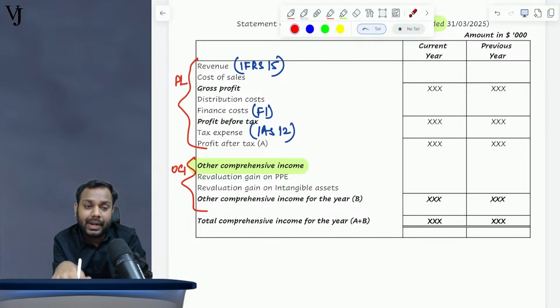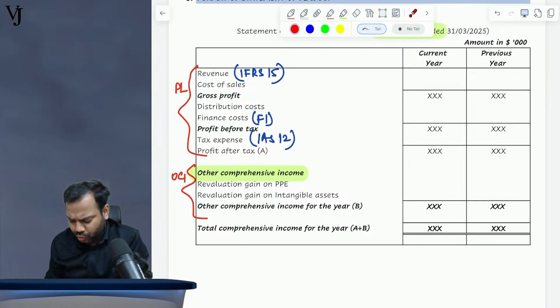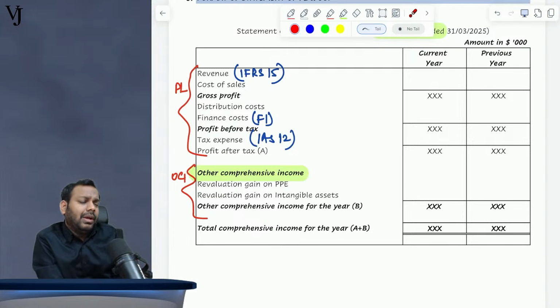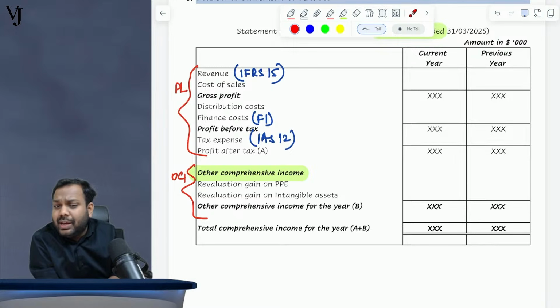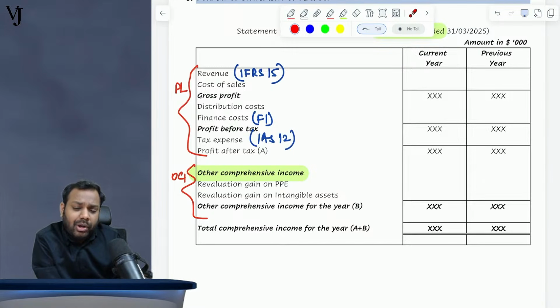So understand, my dear friends, this other comprehensive income, understand the intent. We know what is P&L, which we have been studying from class 11 itself. But what is this other comprehensive income? I believe FR students will be hearing it for the very first time. Come on guys, tell me, yes or no? There might be students who will be hearing this for the very first time.